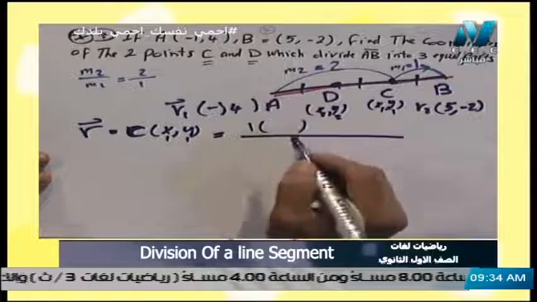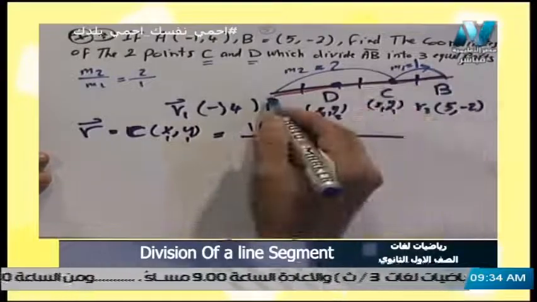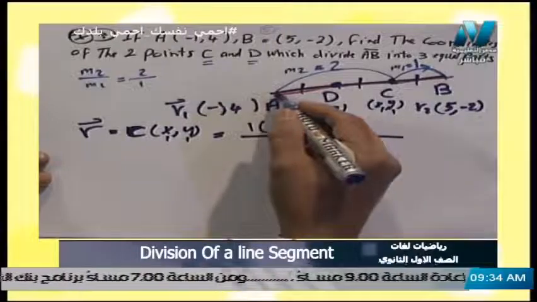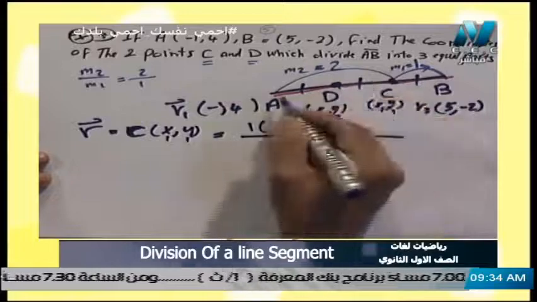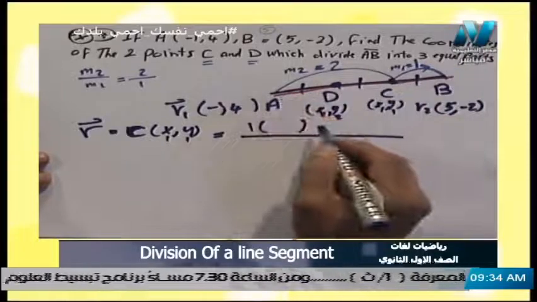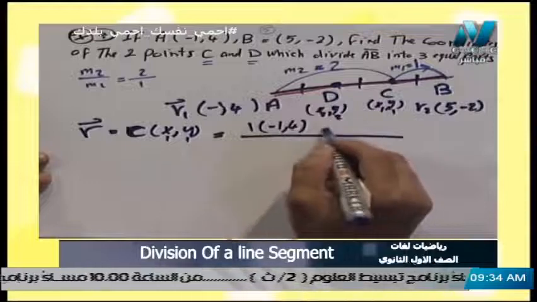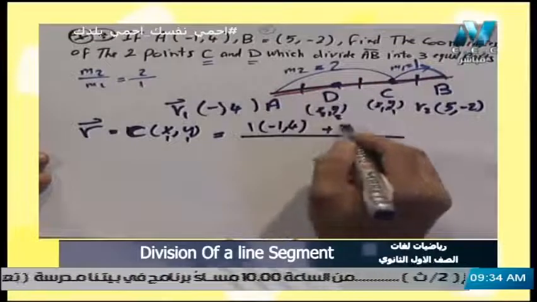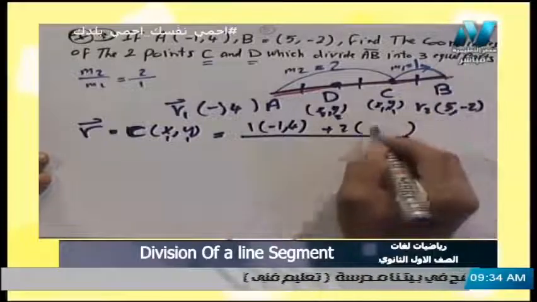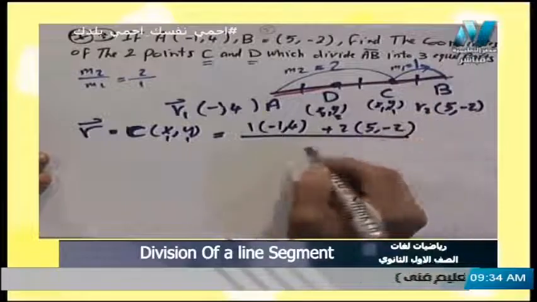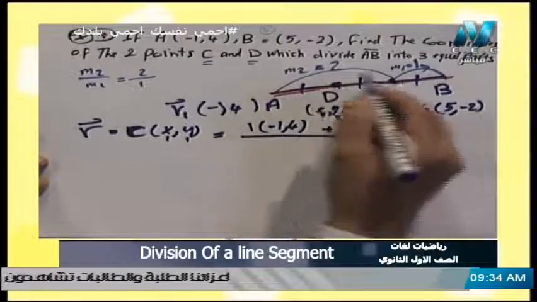multiplied by R1. Look concentrically, because we have A here far from M1. Okay, so M1 multiplied by R1, which is A, which is negative 1 and 4, plus M2, which is 2, multiplied by B, which is R2, 5 and negative 2, over M1 plus M2, which is 2 plus 1.